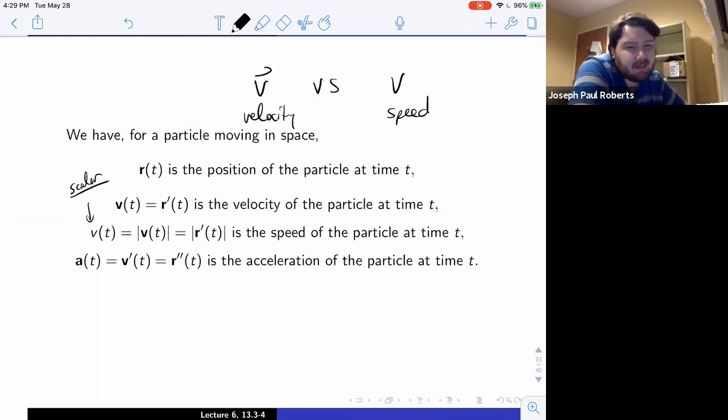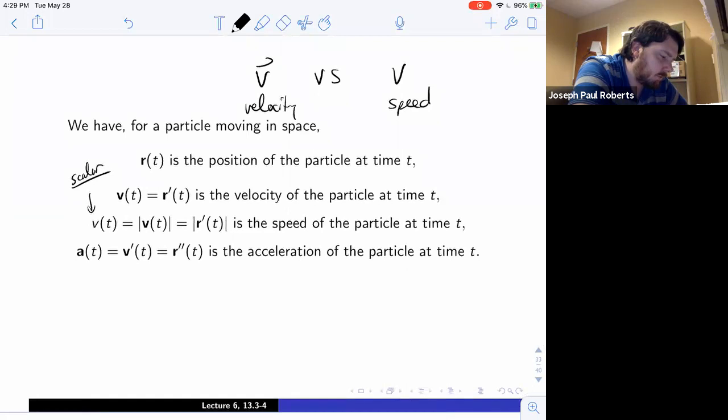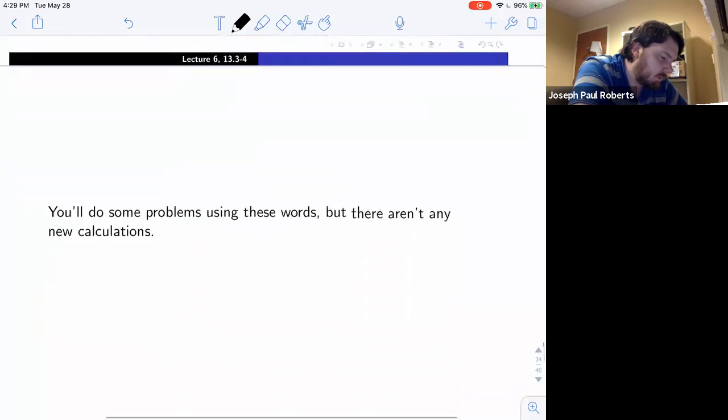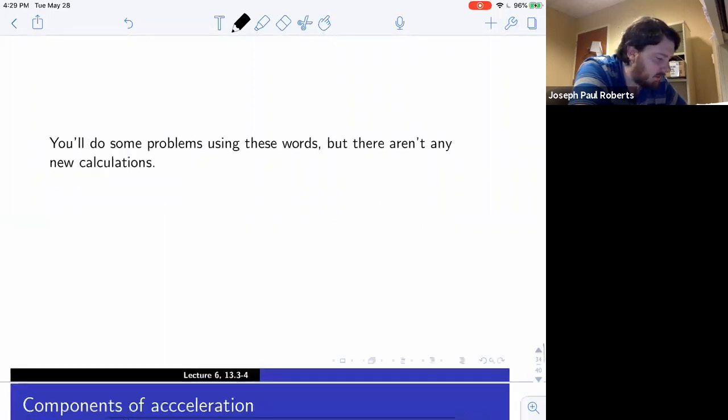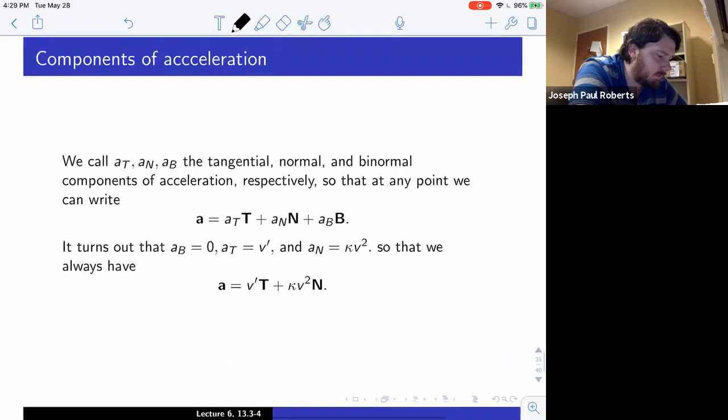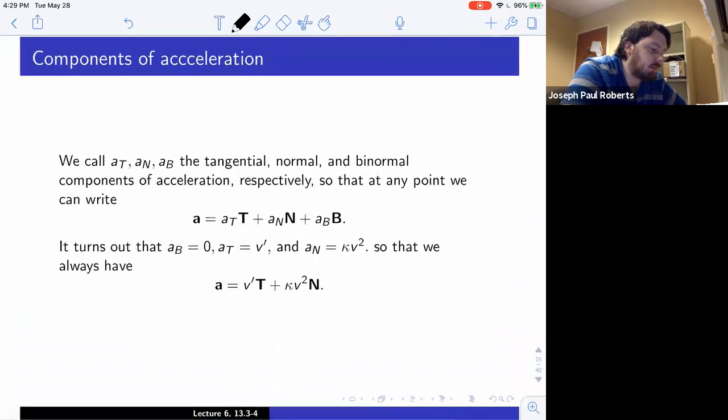So honestly, that's the vocabulary. This is really all you're going to need to know from 13.4 for the exam. Just make sure you practice on the homework. You should be okay. You'll do some problems using these words, but there aren't really any new types of calculations, so I'm not really going to go through anything like that. I just want to talk about this last topic called components of acceleration.